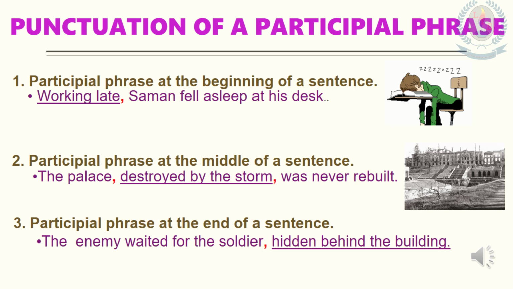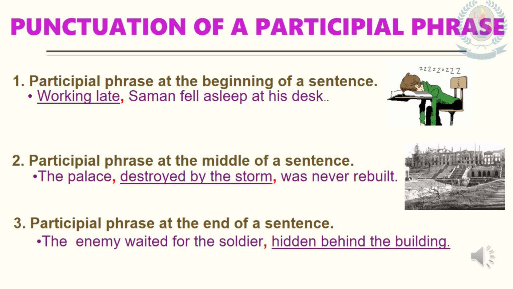Secondly, if a participial phrase is in the middle of a sentence, we use 2 commas, at the beginning and at the end of it. Example: the palace, destroyed by the storm, was never rebuilt. Destroyed is the past participle, and by the storm is the modifier. The complete participial phrase is separated from the sentence using commas at the beginning and at the end.